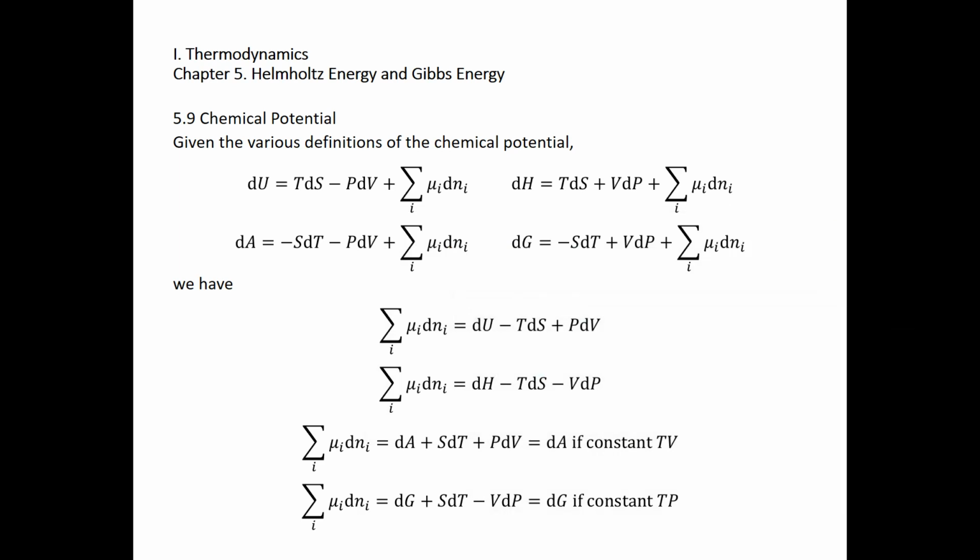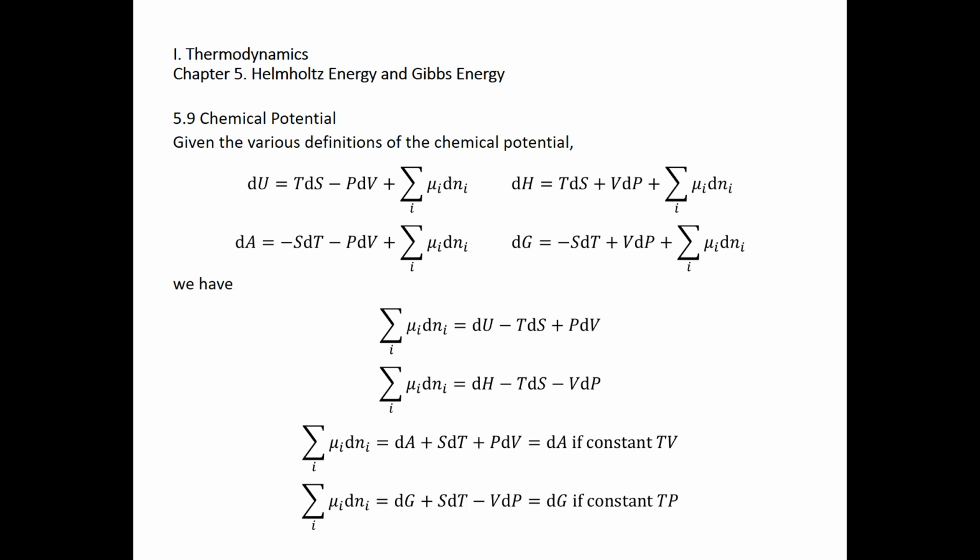In this video, we will review several commonly used criteria of spontaneity and unify all of them based on the concept of chemical potential. We learned this before. In an isolated system, entropy can only increase. On a constant temperature and volume condition, the Helmholtz energy of the system, A, can only decrease. On a constant temperature and pressure condition, the Gibbs energy of the system, G, can only decrease. Now we'll combine all of them into a single inequality expression.